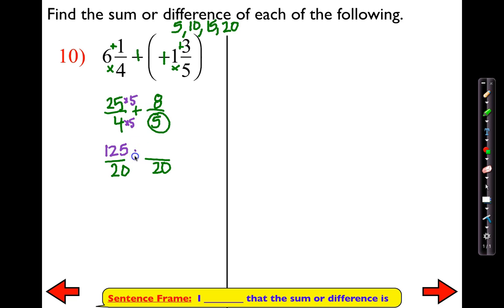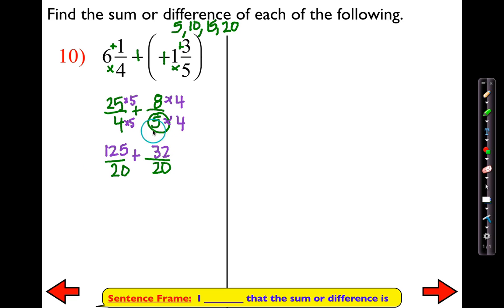Yes. So now I'm going to go ahead and change that to addition. 5 times what will be a 20? We're going to have to multiply by 4. So 8 is going to have to be multiplied by 4 as well. 8 times 4 is 32. Let's double check. Does 5 times 4 give me 20?